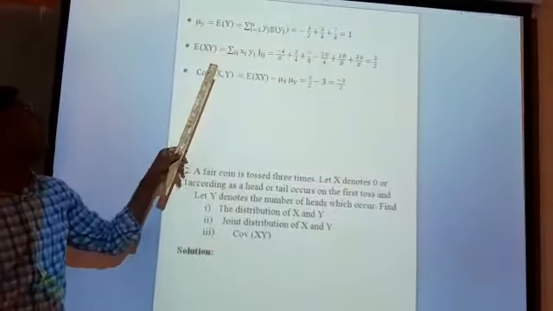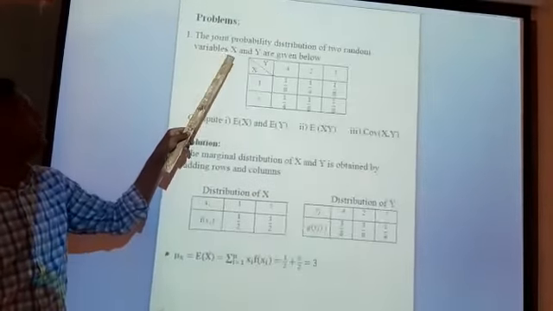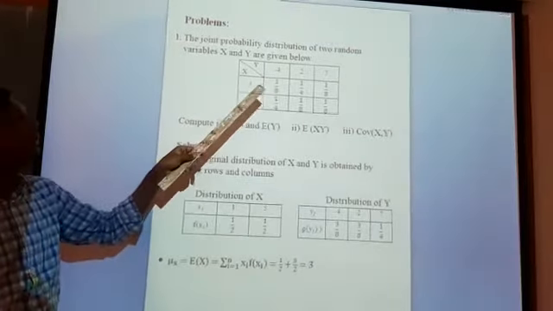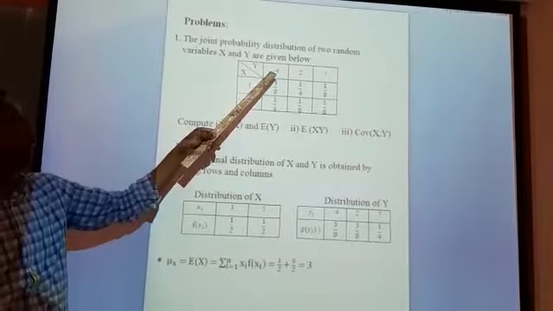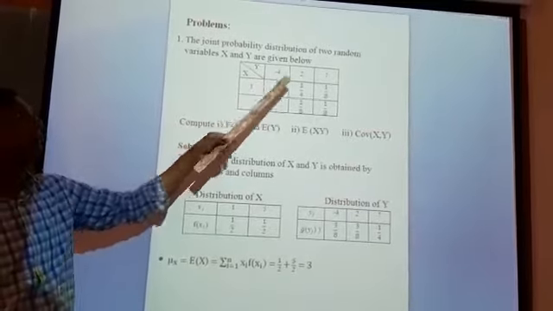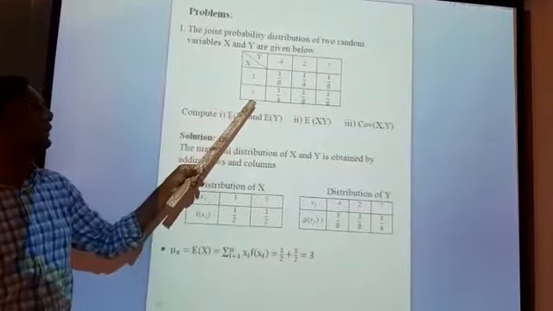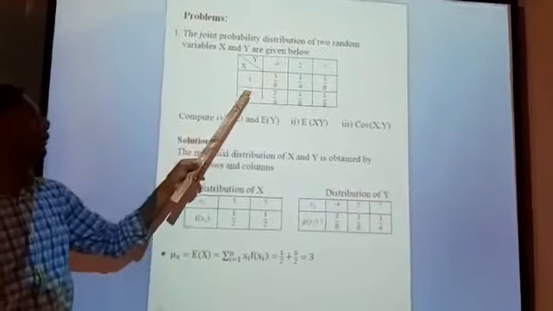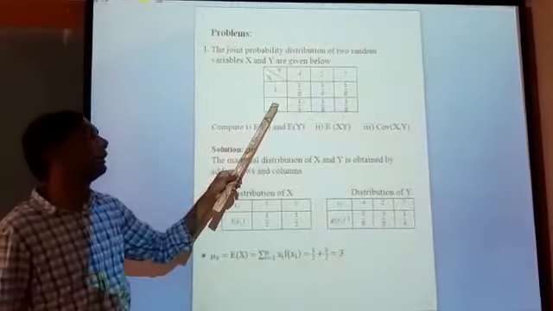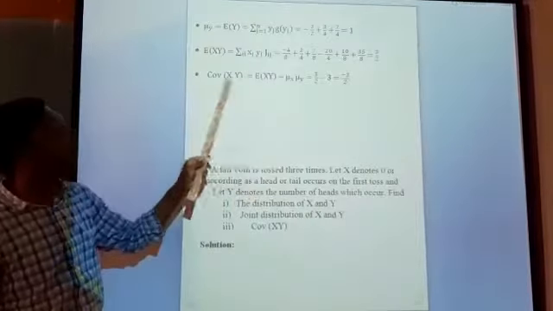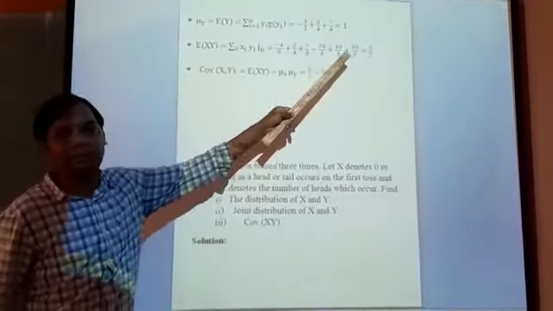The third one is expectation of xy. Expectation of xy, from the table, we solve. So 1 into minus 4 into 1 by 8 plus 1 into 2 into 1 by 4 plus 1 into 7 into 1 by 8. Similarly, 5 into minus 4 into 1 by 4 plus 5 into 2 into 1 by 8 plus 5 into 7 into 1 by 8. After simplification we get 3 by 2.